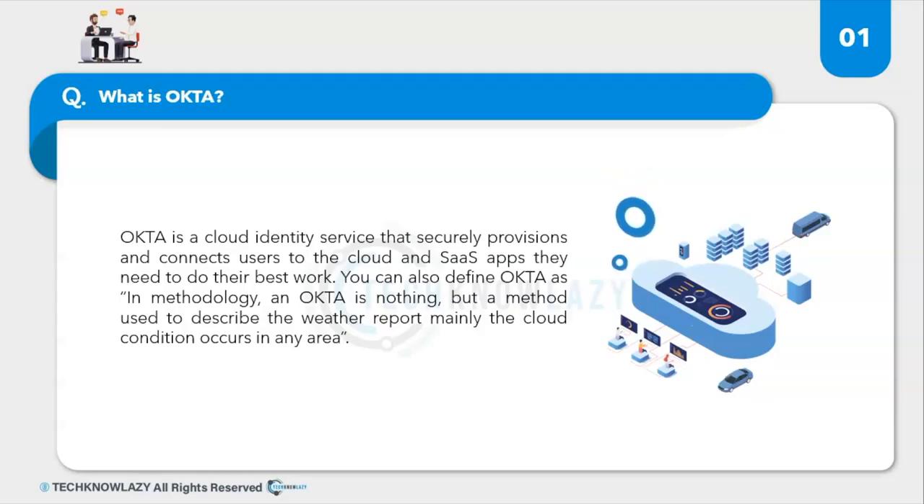You can also define Okta as a method used to describe whether the cloud condition occurs in any area. Let's assume that you're working on a cloud platform. It can be AWS, Microsoft Azure, Hadoop HDFS or anything. Whenever you're connecting to a cloud service for data storage, analysis, or any kind of services, it will generate some credentials for the user. Let's say you have an organization with 100 employees. So 100 individual credentials will be allocated to your employees who are working on the cloud.